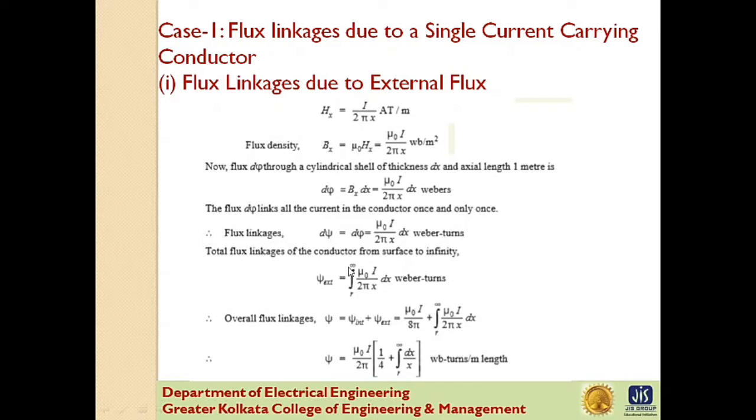to infinity. And so the overall flux linkage is due to internal flux and external flux. The value of internal flux is mu 0 I by 8 pi and the value of external flux is mu 0 I by 2 pi x dx. We integrate this term from r to infinity. By simplifying it, we get mu 0 I by 2 pi into 1 by 4 plus integration r to infinity dx by x Weber turn per meter length. So this is the flux linkage due to a single current carrying conductor.